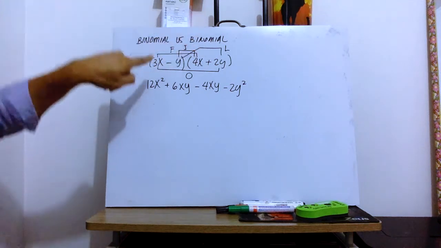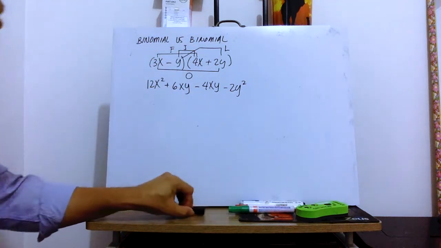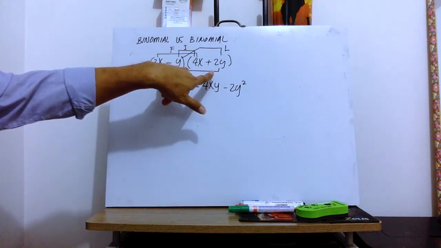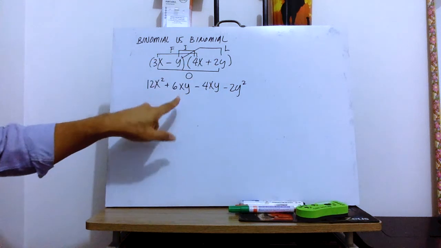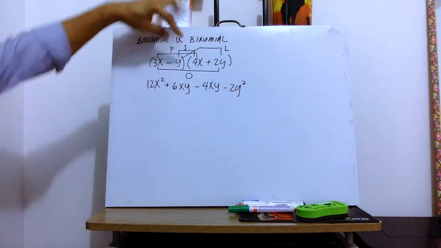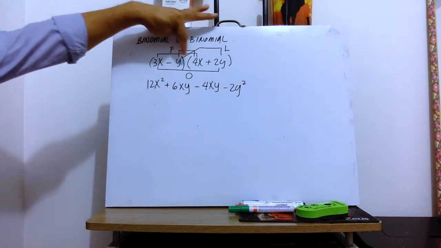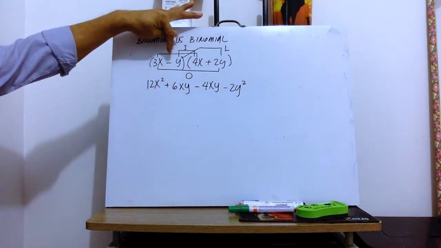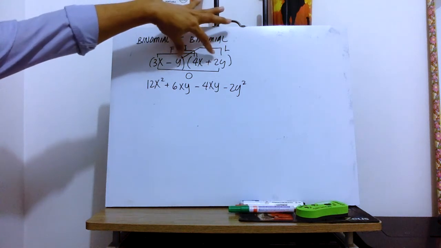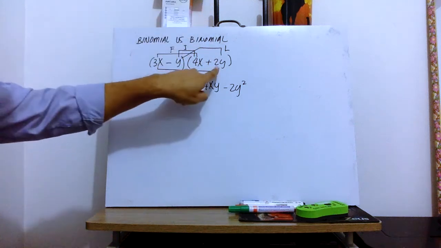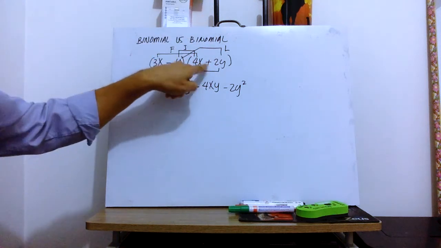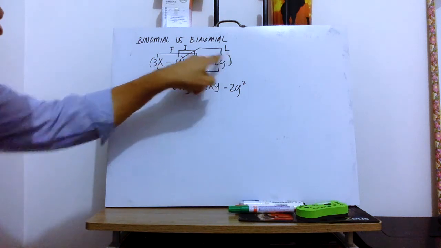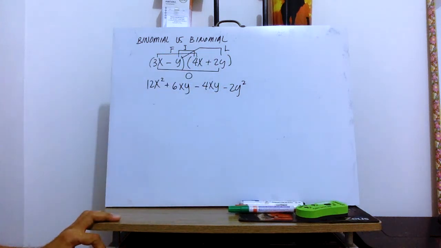First terms, 3x and 4x, that gives us 12x squared. And then outer terms, we have 3x and then 2y, so that's 6xy. Inner terms, we have y, we have 4x, but we have a negative sign here, so negative 4xy. And finally, last terms, the y and the 2y, so that's negative. Remember, negative times positive is negative. And that's 2, then that's y. You add exponents, it becomes y squared.